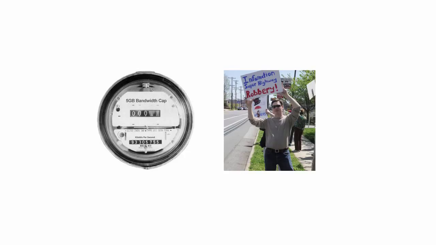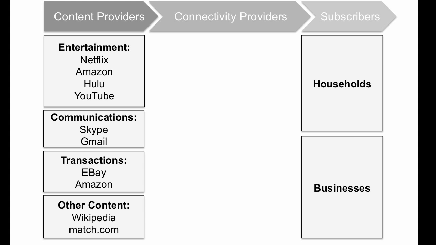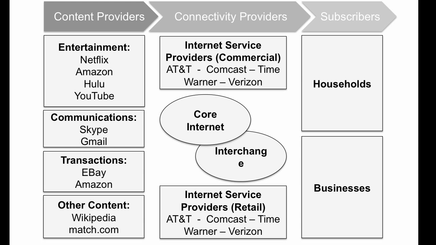Before we can answer that question, let's quickly take a step back and outline who else occupies the internet ecosystem. The internet ecosystem can be broken down into three main player categories: content providers, connectivity providers, and subscribers. Content providers create and enable entertainment, communication, transactions, and general content through the internet. This content is transmitted to subscribers, which could be households or other businesses, through a network of internet connectors, including ISPs, core networks, and interchange operators.